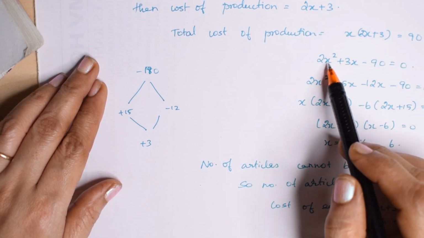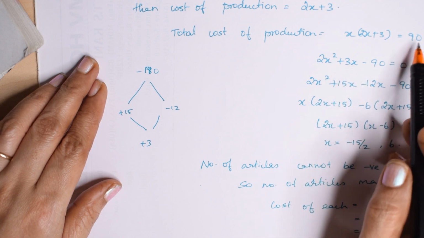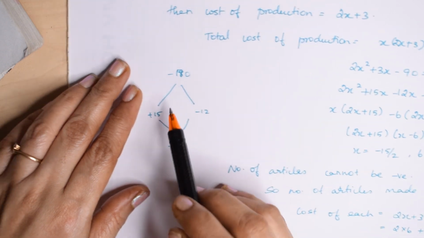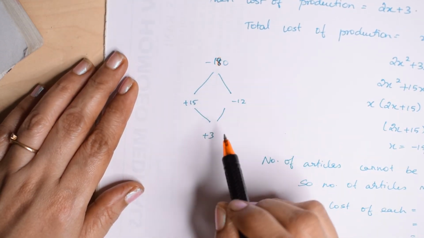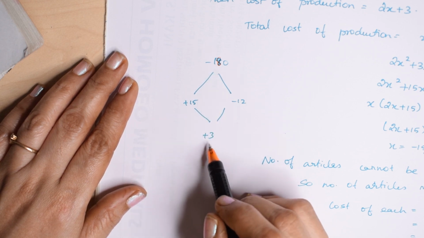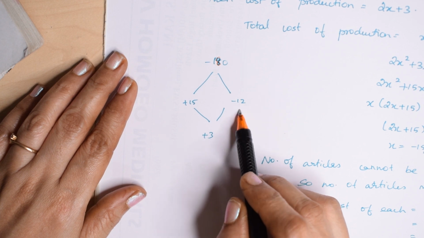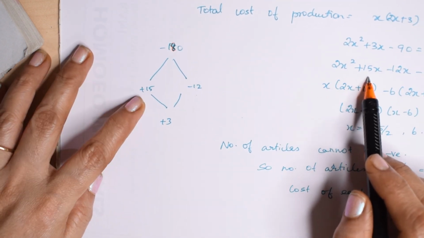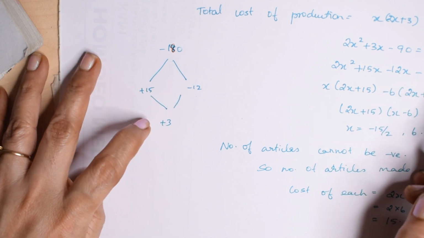Multiplying x inside, it becomes 2x square plus 3x, and this 90 comes here as minus 90, is equal to 0. Now I am splitting. I have 2 into 90, so 180 here, okay. So the product should be minus 180, the sum should be plus 3. So the numbers are plus 15 and minus 12. So I am splitting it like this, 2x square plus 15x minus 12x minus 90 is equal to 0.